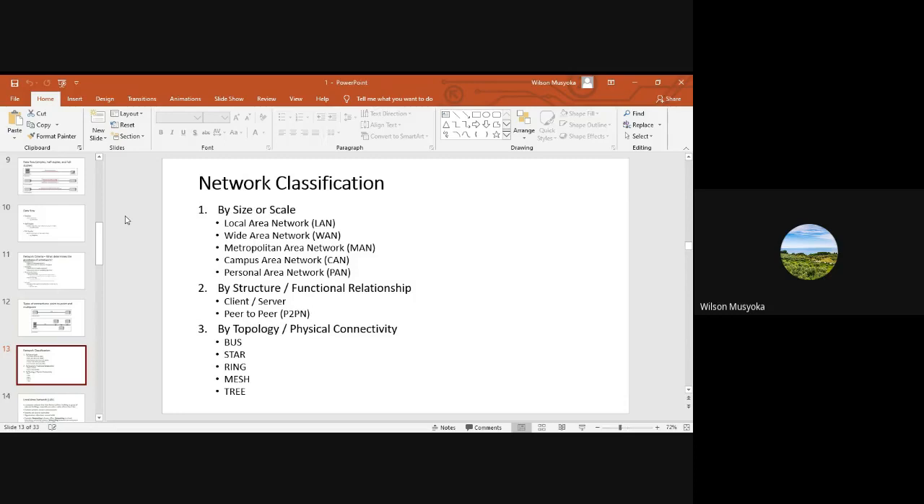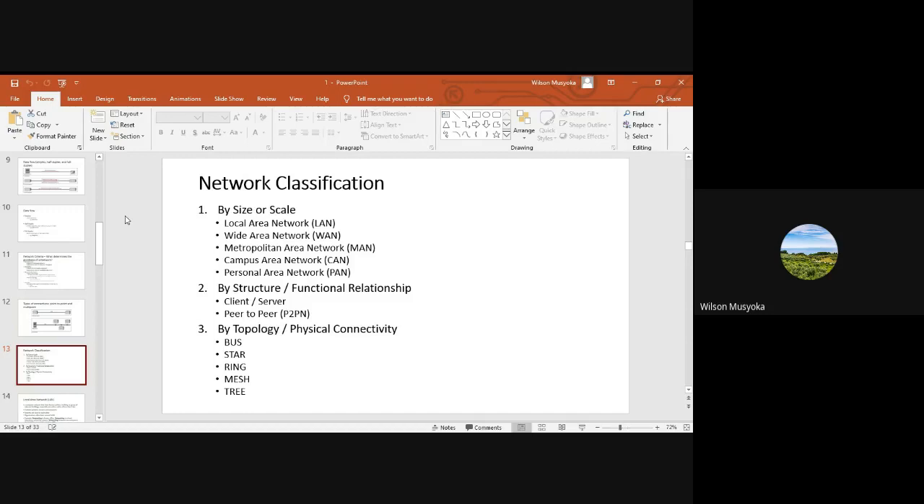Slide number 13, we can classify networks in terms of size. That is the first classification criteria we normally use to classify networks. By size, they could be local area networks, wide area networks, metropolitan area networks, campus area networks, personal area networks, and so on.